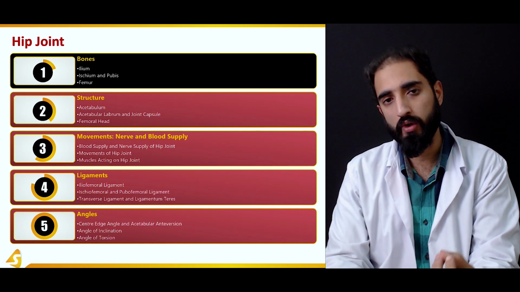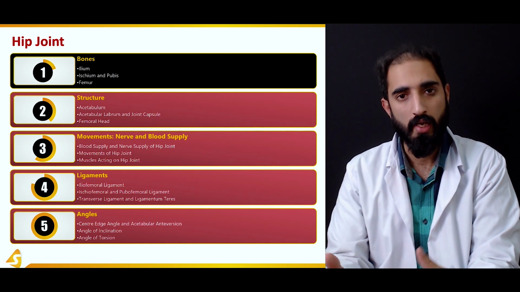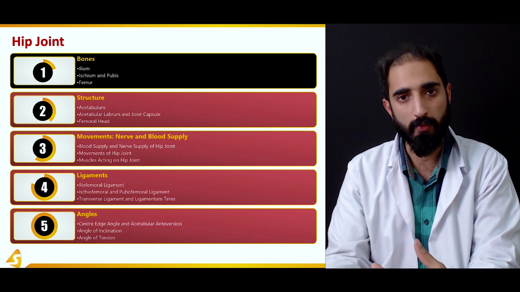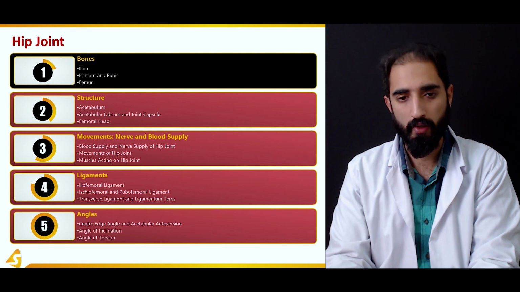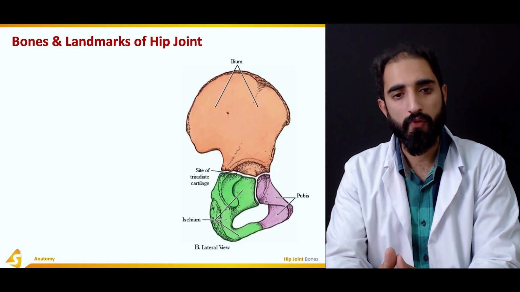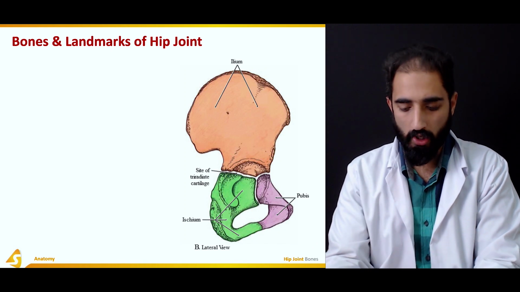So in that sense, we're going to take a look at the innominate bones, which is made up of ilium, ischium and pubis, and also the femur, the proximal part of the femur, which is responsible for the formation of the hip joint. So let's start off with the bony landmarks, and first of all talking about the innominate bones.